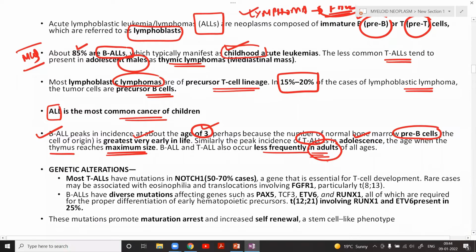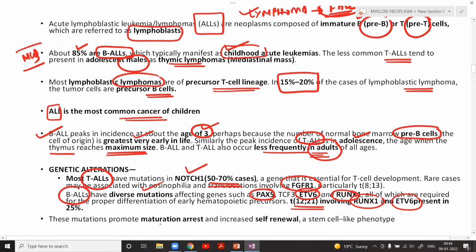Let us look at the genetic alterations that we see. Now, most of the T-ALLs have mutations in NOTCH1. 50 to 70% of cases have mutations in NOTCH1, and rare cases might be associated with mutations in FGFR1, which is also associated with eosinophilia. Similarly, B-ALLs have maximum mutations involving PAX5, ETV6, and RUNX1, and all of these genes are required for normal differentiation of the B cells. Now, a translocation t(12;21) involving RUNX1 and ETV6 is present in 25% of cases of B-ALL.